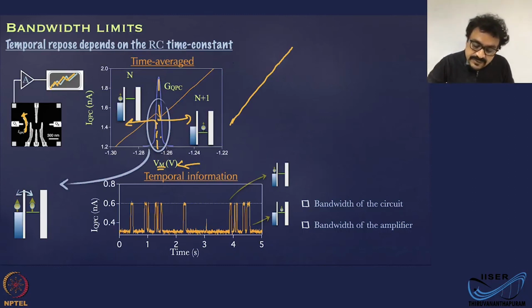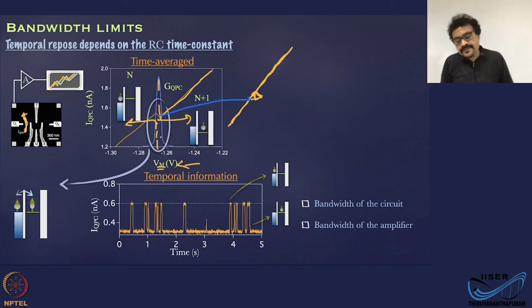So this overall slope, as shown here, is the effect of the direct coupling of the gate to the QPC channel. And this small bump is actually a reduction in the current. If you look here, you have a reduction in the current. That reduction in the current is because of the electron tunneling event. So when the electron is inside, the current is lower. When the electron is outside, the current is higher.